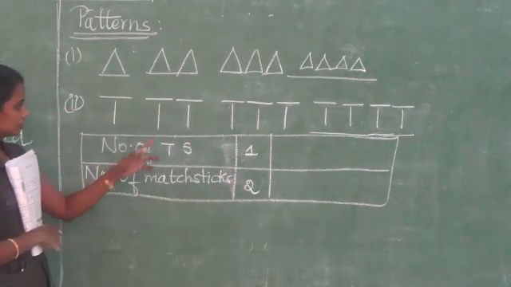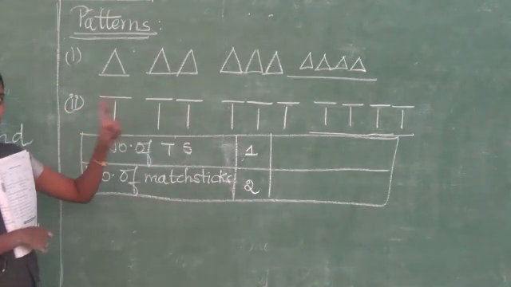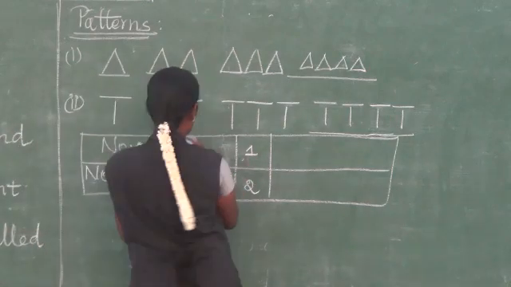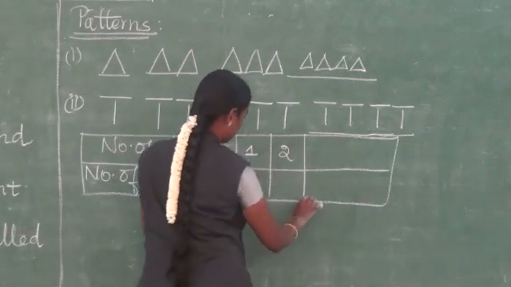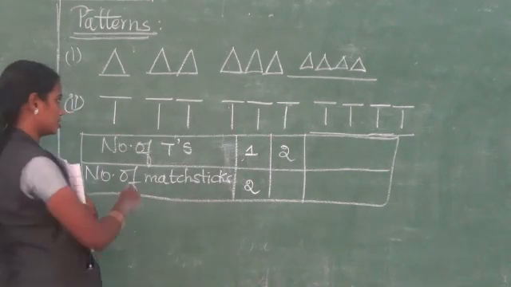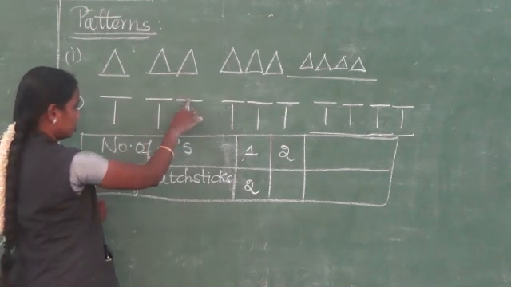Okay, likewise. Second pattern. How many T's are there? 2 T's. How many matchsticks are used? 1, 2, 3, 4.